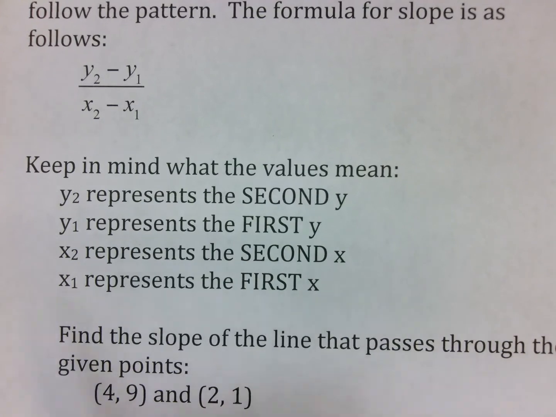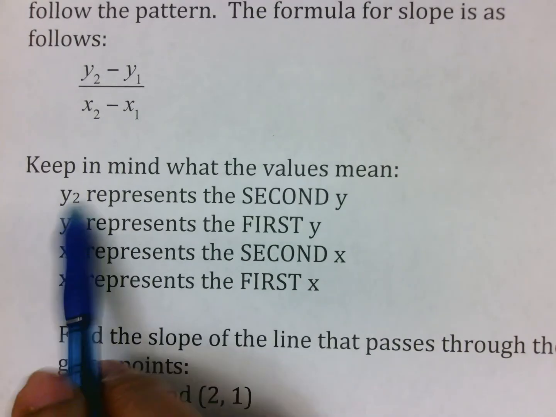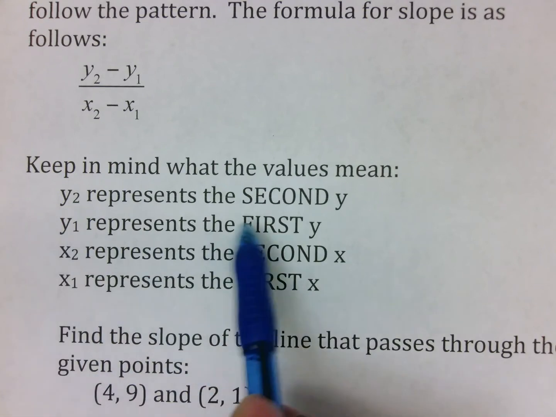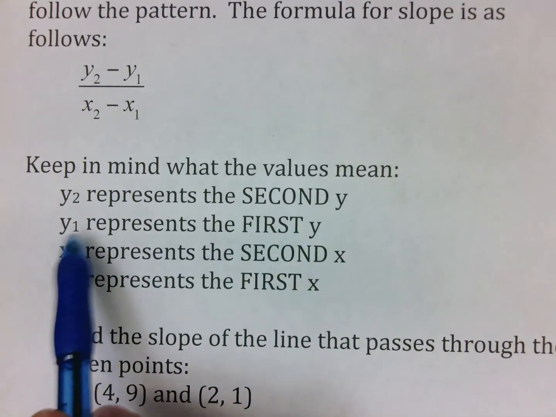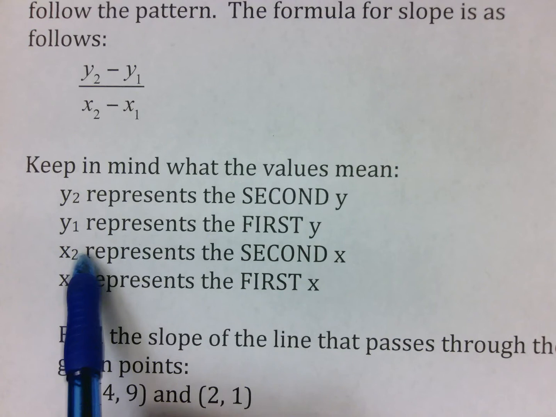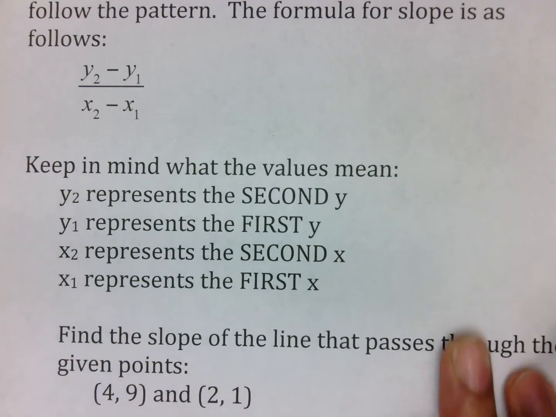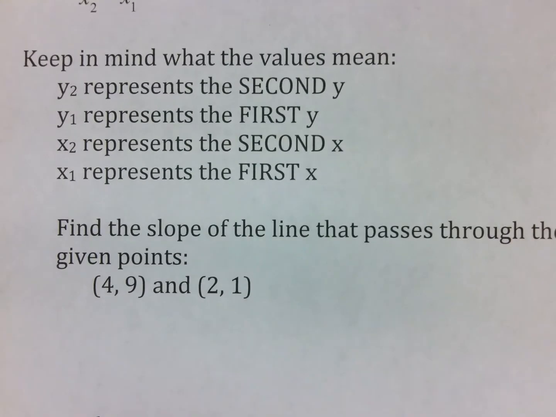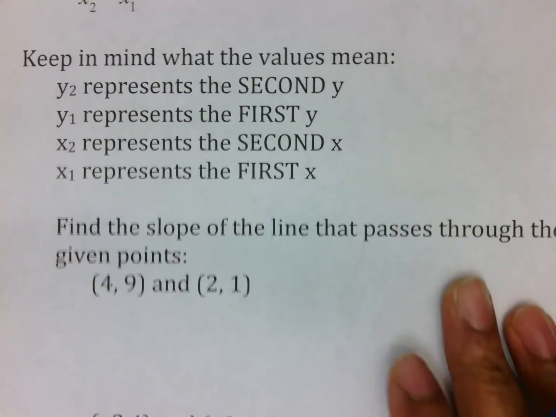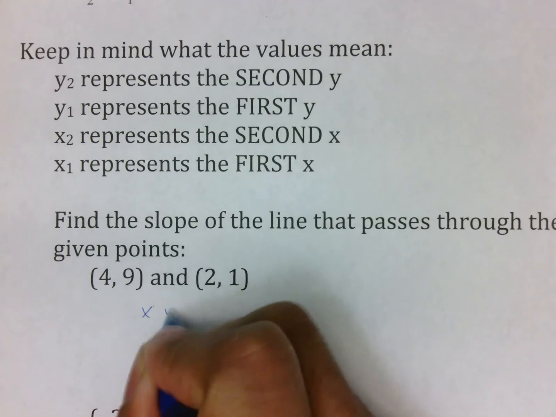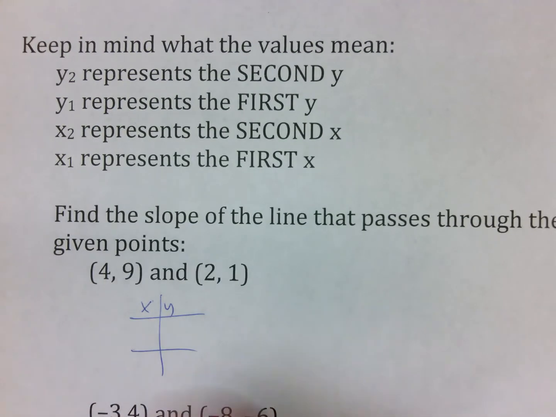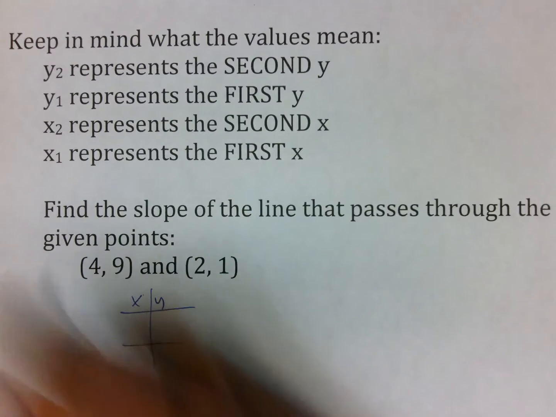In terms of what all that meant, y2 meant the second y, and y1 represented the first y. x2 was meant for the second x, and x1 represented the first x. So again, it wasn't so hard to use. It was a lot easier to do whenever we put them into a table. If you remember, what I taught you to do is to take this table, put down x and y, make your chart, and then simply take each point and slide it into the table.